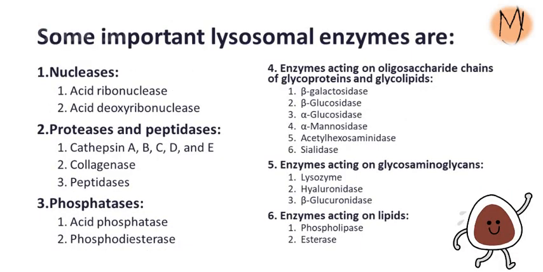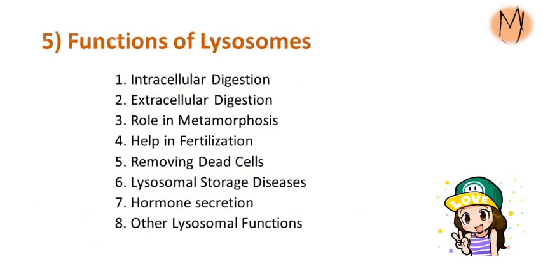Here we have listed some types of lysosomal enzymes, including nucleases, proteases and peptidases, phosphatases, enzymes acting on oligosaccharide chains of glycoproteins and glycolipids, enzymes acting on glycosaminoglycans, and enzymes acting on lipids. Lysosomes perform important functions in a cell and in an organism, such as intracellular digestion, extracellular digestion, role in metamorphosis, help in fertilization, removing dead cells, lysosomal storage diseases, hormone secretion, and other lysosomal functions.